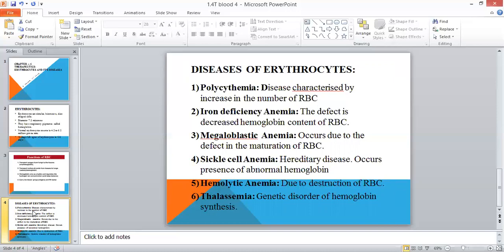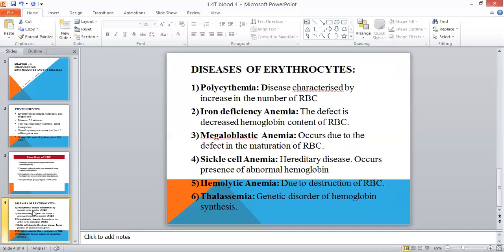RBC containing HbS on deoxygenation assume a sickle shape. This abnormal RBC cannot pass through small blood capillaries, so they block these capillaries. This results in loss of blood supply to vital organs and their damage. Sickle cell patients have a marked susceptibility to infection.